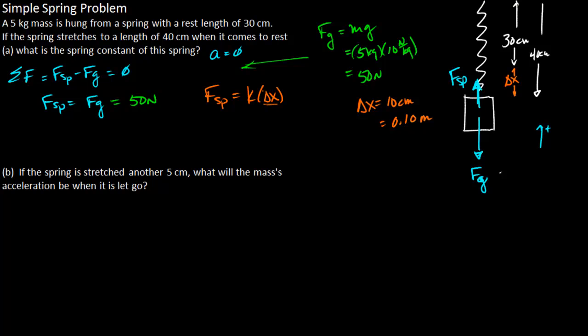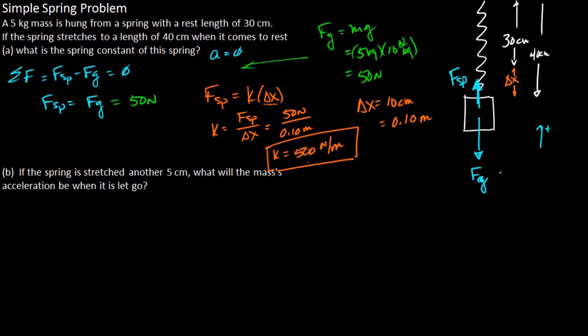We can solve our spring equation for K. K equals the spring force divided by delta X, and now we just plug in our values. We've got 50 newtons for the spring force. Delta X is 0.10 meters, and we get a spring constant of 500 newtons per meter.